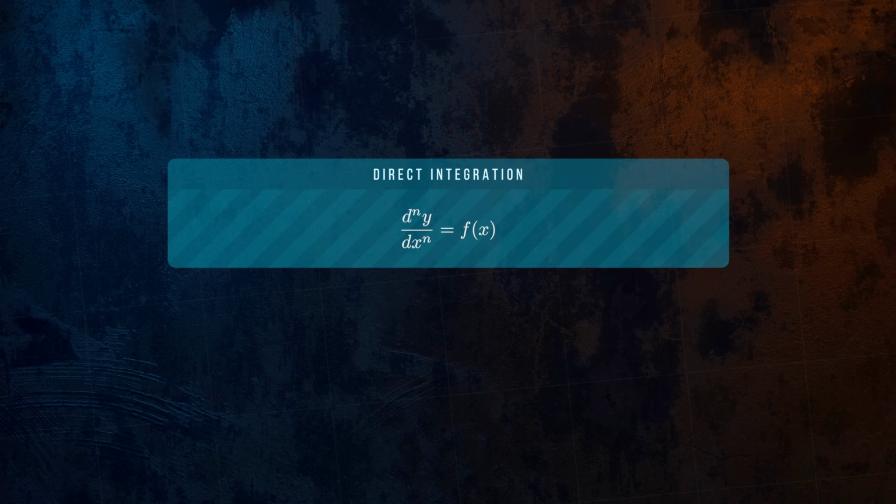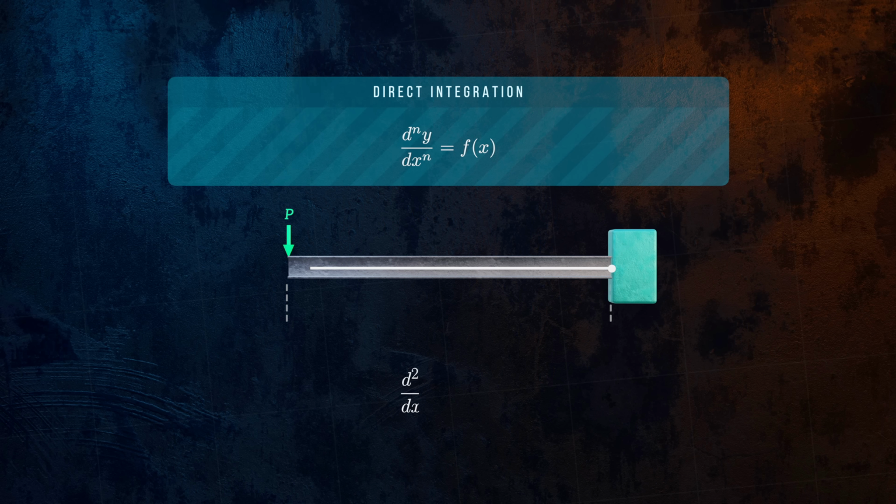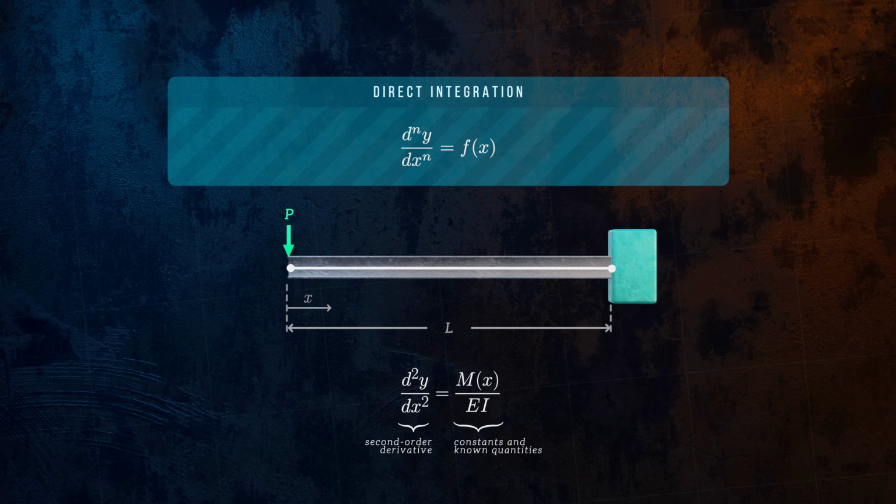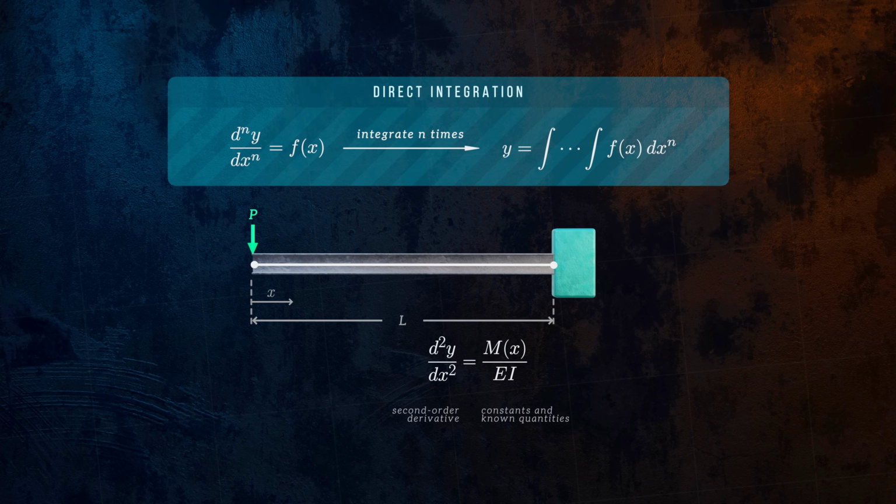This is the case for the beam equation, because the second-order derivative is on the left side of the equation, and the terms on the right are either constants or known quantities that depend on x. In other words, the equation only contains one derivative term, and the unknown variable y doesn't appear separately. To solve the equation, all we need to do is integrate until we obtain y. For the beam equation, that means integrating twice.